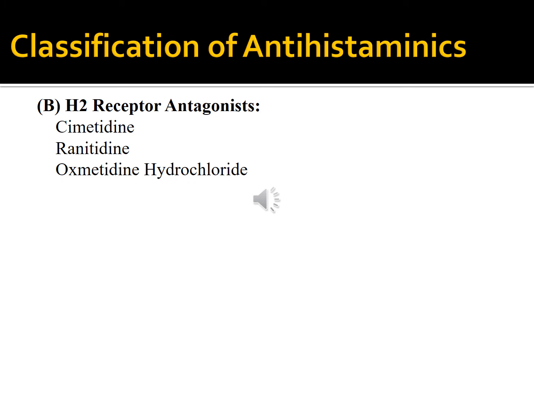The second category of antihistaminic drug is H2 receptor antagonist. Examples of this category are cimetidine, ranitidine, and oxmetidine hydrochloride.